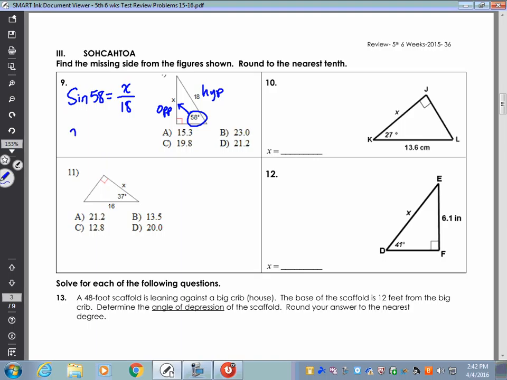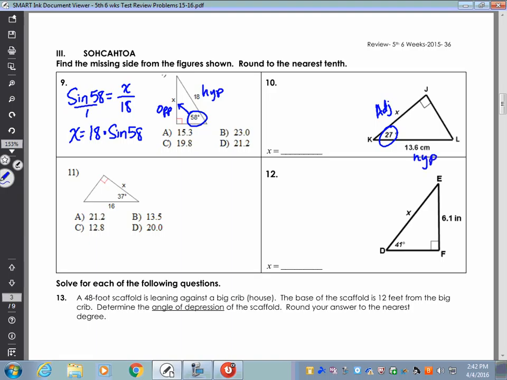X is on top. Whenever X is on top, you multiply. So this is 18 times the sine of 58. Please put it in the calculator correctly. Same thing we're going to do on 10. Circle the angle. Label the parts. X is adjacent.